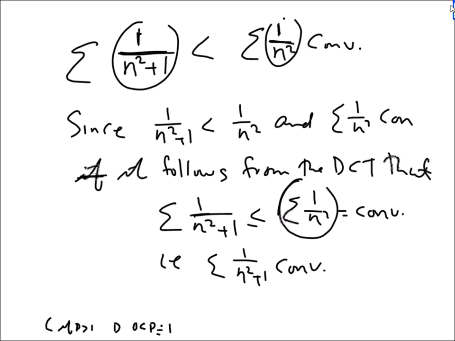We know that this converges. It's a p-series where p is bigger than 1. P is 2. These are smaller. It also converges. So sometimes you have to be really clever. Maybe not in this particular problem that we just did. Sometimes you have to be a bit clever about what to compare things to.